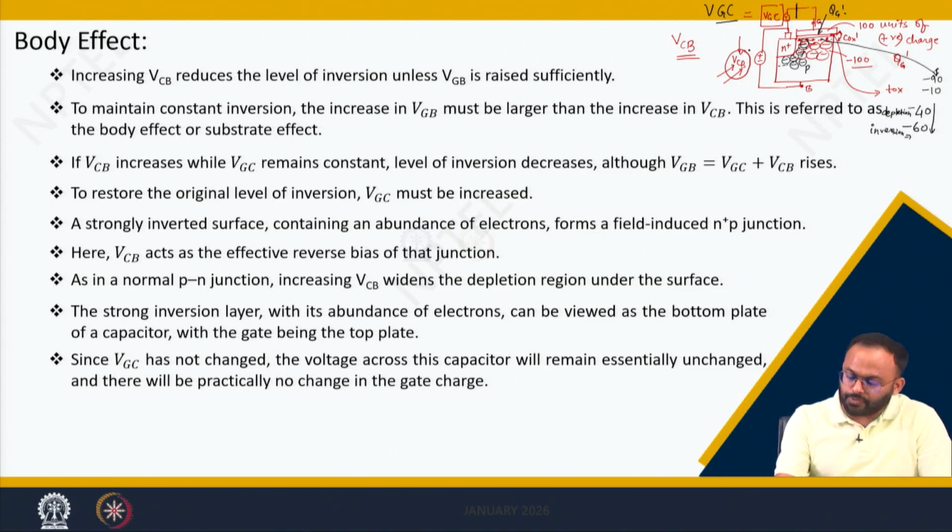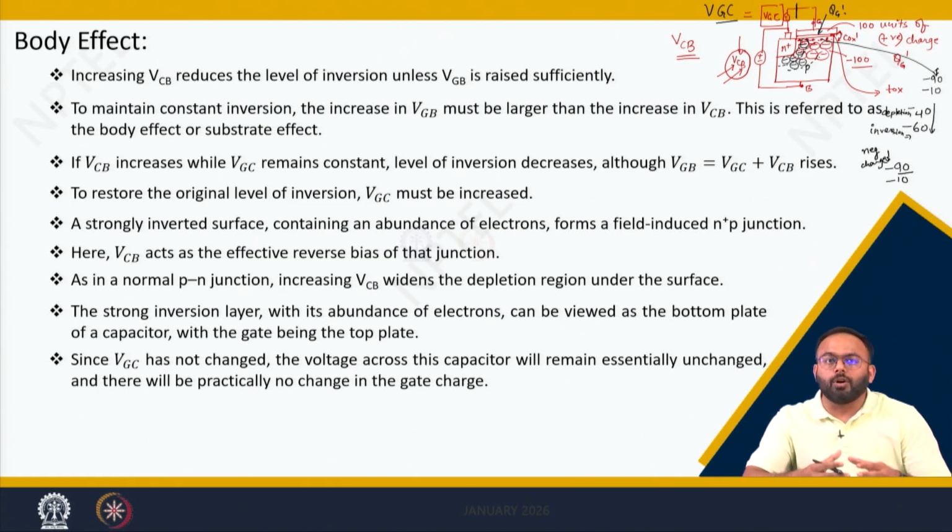Now if you further increase V_CB, what will happen? Further extension of the depletion region occurs. The depletion region expands further, and hence the contribution of depletion charge to the charge balance will increase. Let's say now the depletion charge becomes minus 90. So ultimately the inversion charge is reduced from minus 90 to minus 10, right? Here don't consider minus as a minus of a number. It means the negative of charge. It is negative charge, right?